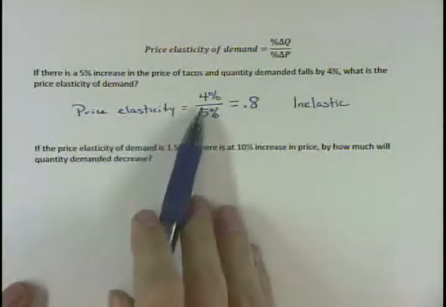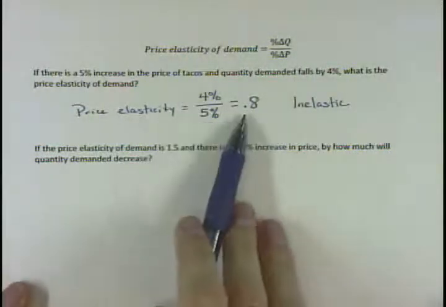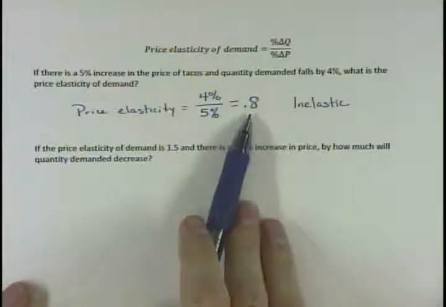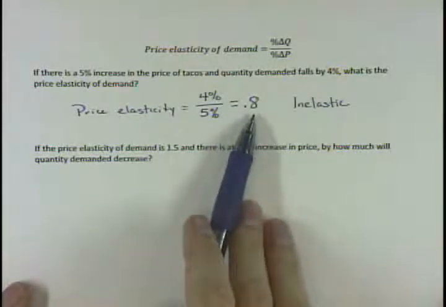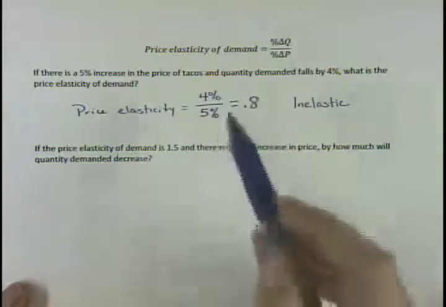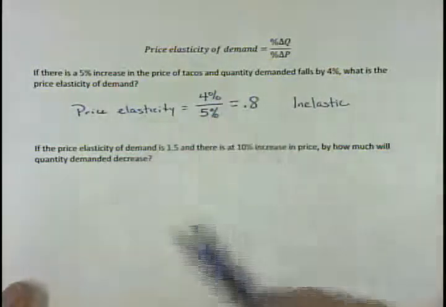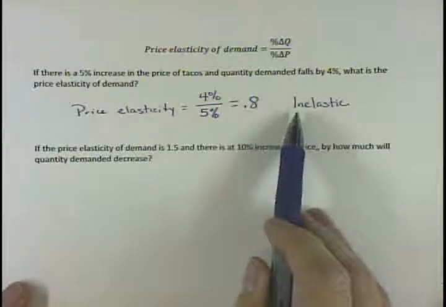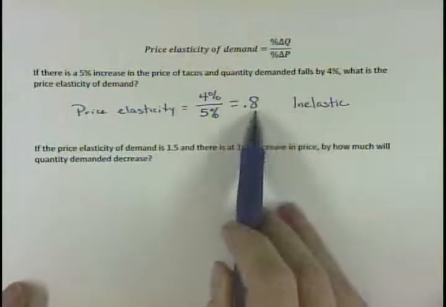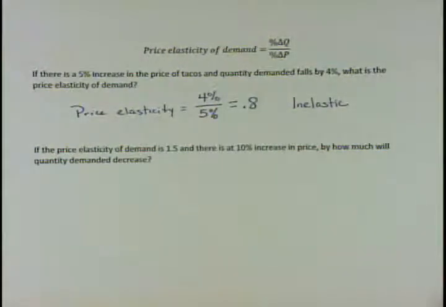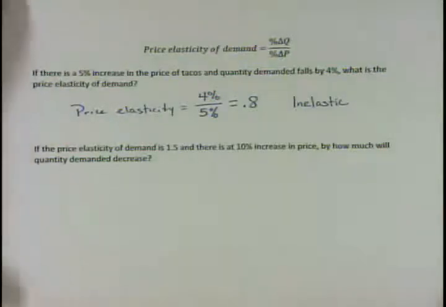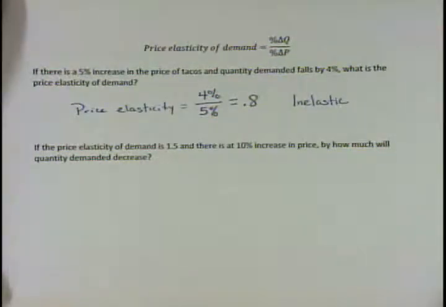So the price elasticity, 4% divided by 5%, our elasticity of demand is 0.8. It's not 0.8%, it's just 0.8 because when we divided a percent by a percent, we lose that percent. So this would be inelastic demand because the elasticity is less than 1. Okay? Now you're also going to be presented a problem where you have different information.